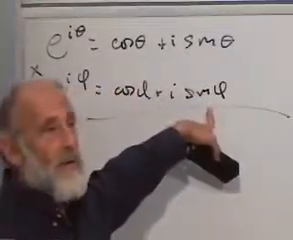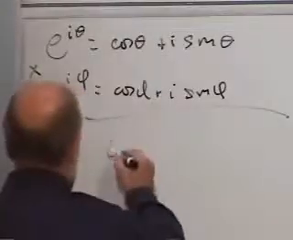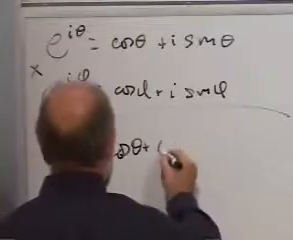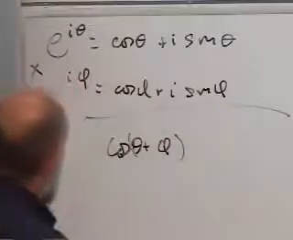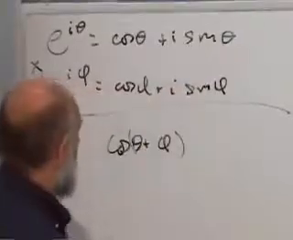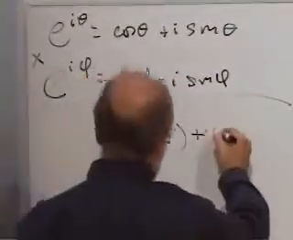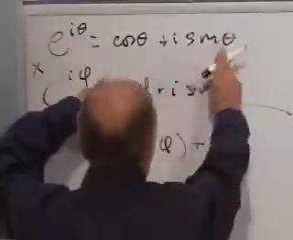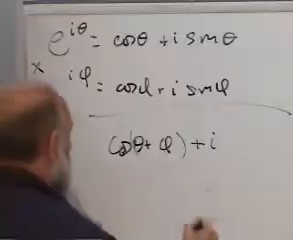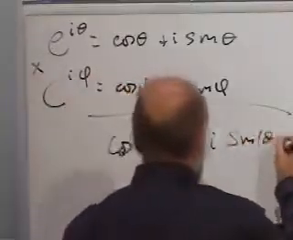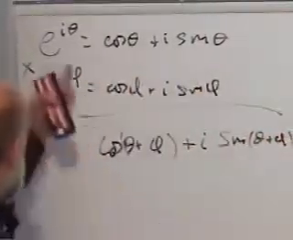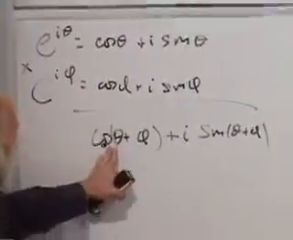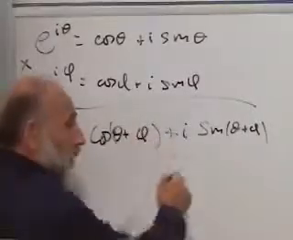Anybody know what that is? Cosine theta plus phi. Right. Cosine of theta plus phi. That's a high school trigonometry formula. The cosine of the sum of two angles: cosine cosine minus sine times sine. And then plus the imaginary part, and the imaginary part is cosine theta sine phi plus cosine phi times sine theta, and that's just sine of theta plus phi. And by definition, if e to the i theta is cosine plus i sine, then this is just e to the i theta plus phi.